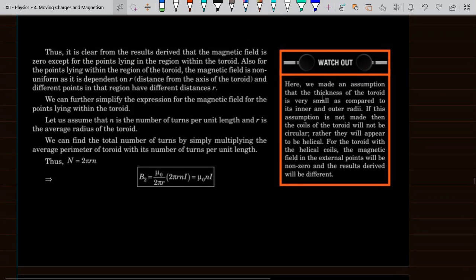ठीक है, यहाँ पे here we made an assumption that thickness of toroid is very small compared to the inner and outer radii. If this assumption is not made, then the coils of the toroid will not be circular. Rather, they will appear to be helical. For the toroid with the helical coils, the magnetic field at an external point will be non-zero and the results derived will be different.